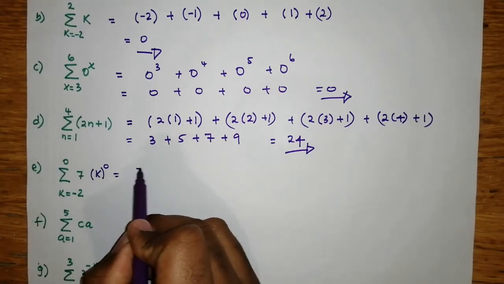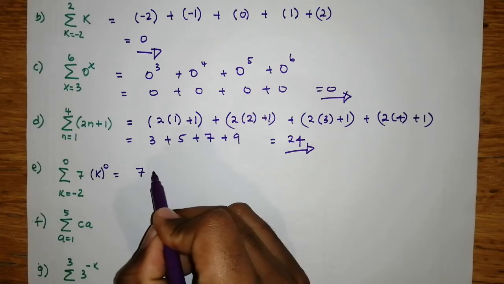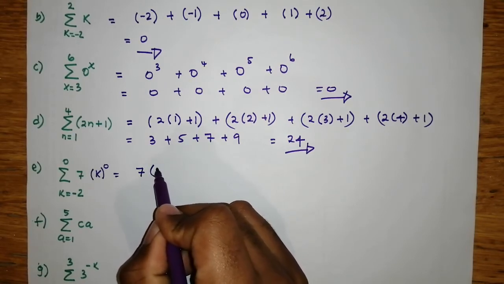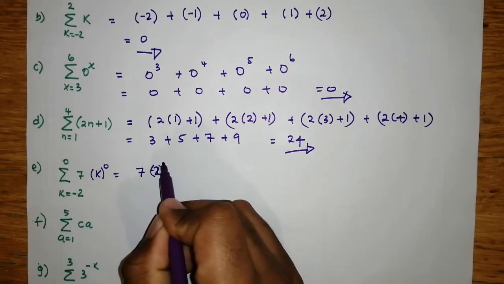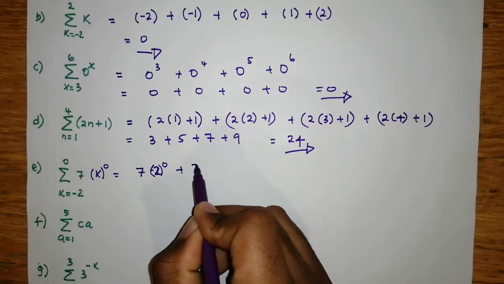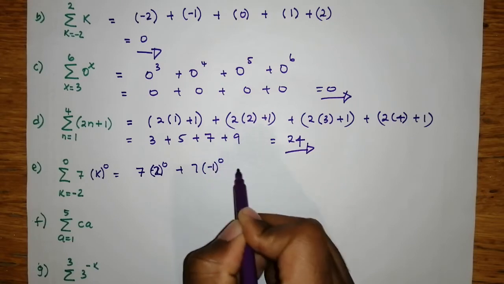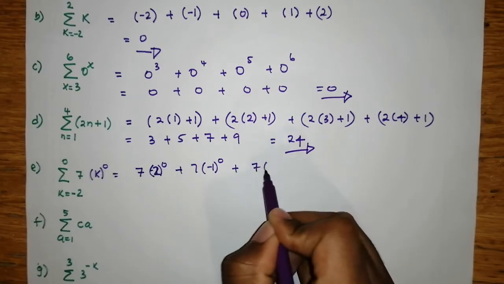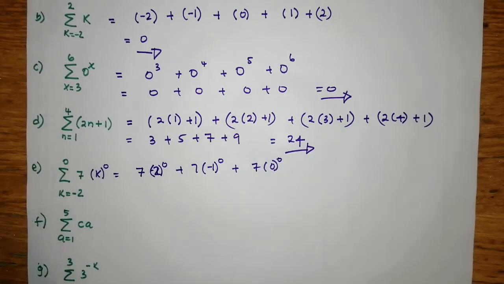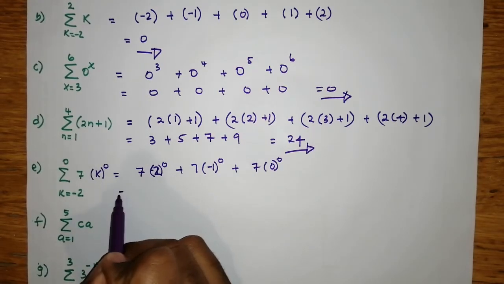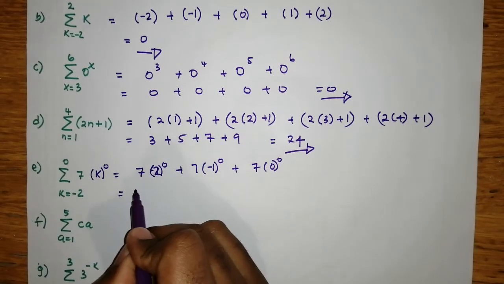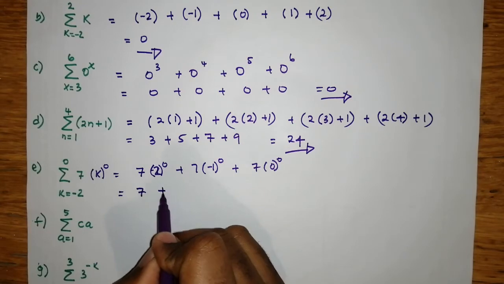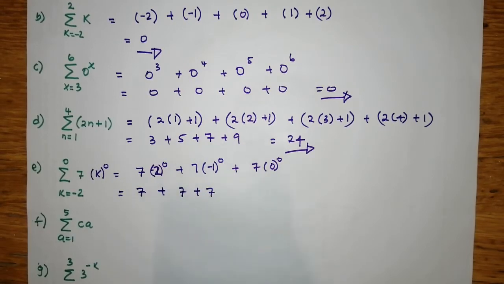So for this one, I can just say 7 times, no, I'm not starting from 1, I'm starting from -2 to the 0, plus 7 times -1 to the 0, plus 7 times 0 to the 0. You know what I'm saying? Okay, so basically it was not necessary for us to do this, but well, I just did it. So this is 7 plus 7 plus 7, right?